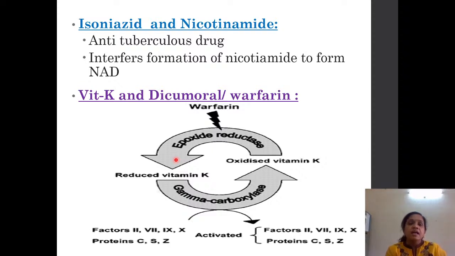That enzyme is inactivated by warfarin because it is a structural analog of oxidized vitamin K. As a result, reduced vitamin K is not formed, the activation of the coagulation factors will not happen, and the coagulation process does not occur. So, this is the function of warfarin, which is used as an anticoagulant.